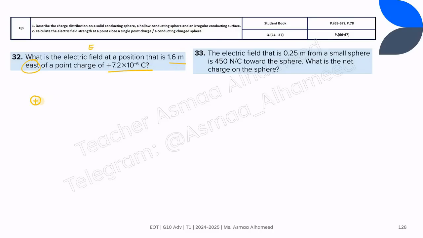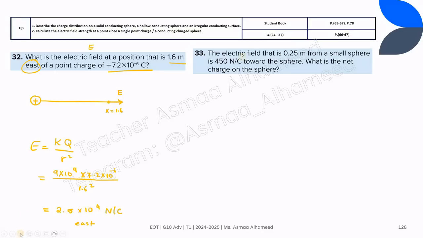So here is my charge, which is positive, and now we want east, which is, let's say, at the point x is equal to 1.6. It will be to the right because it's a positive charge. The line will go from the charge to the point. Now to calculate kQ over r squared, k is 9 times 10 to the power 9, Q is 7.2 times 10 to the power minus 6, and the distance r is 1.6 squared. The answer will be 2.5 times 10 to the power 4 newtons per coulomb, and like we said, the direction will be east.